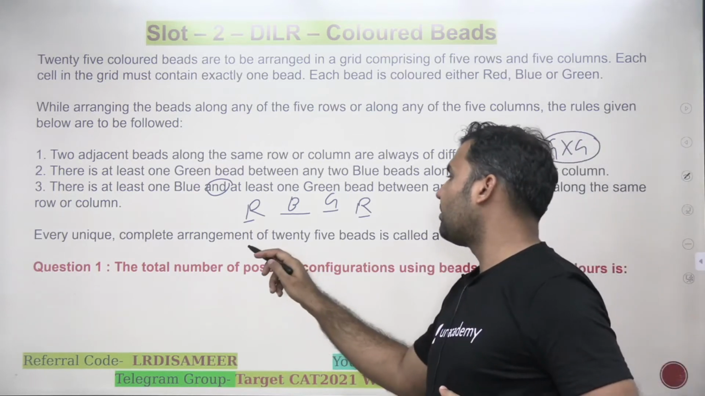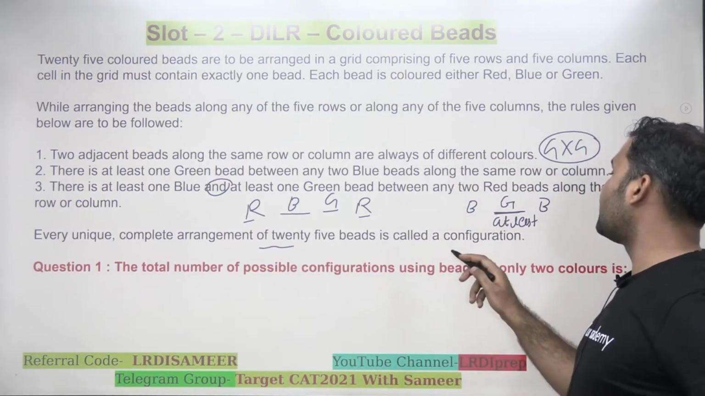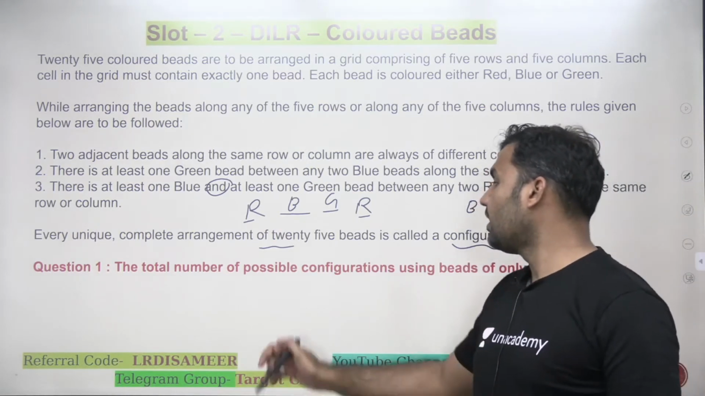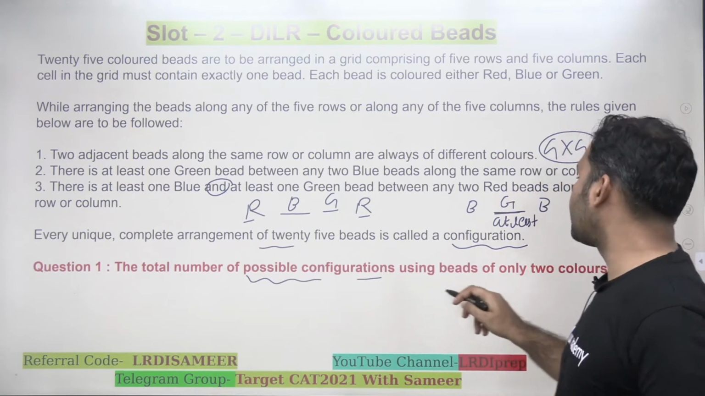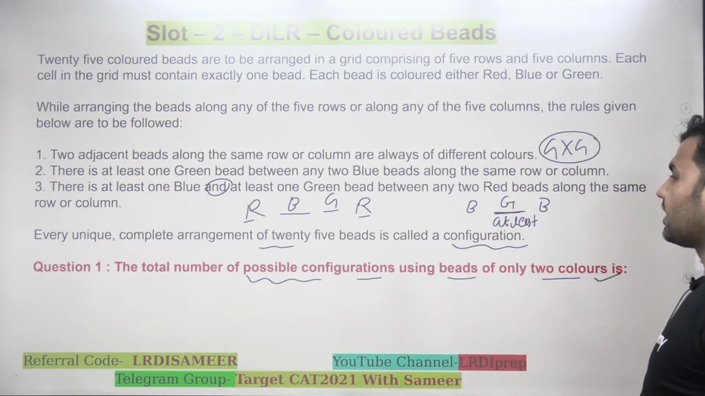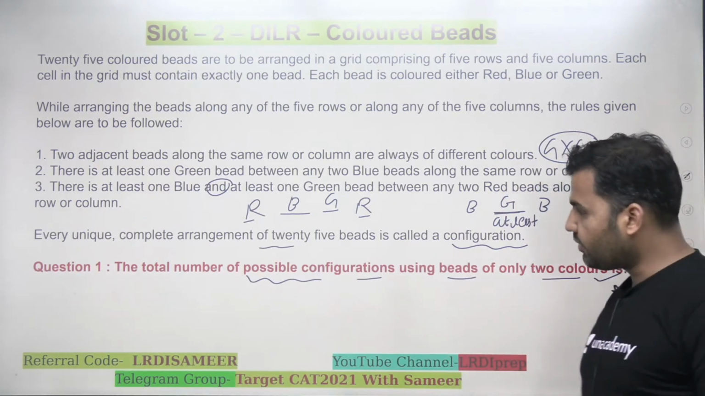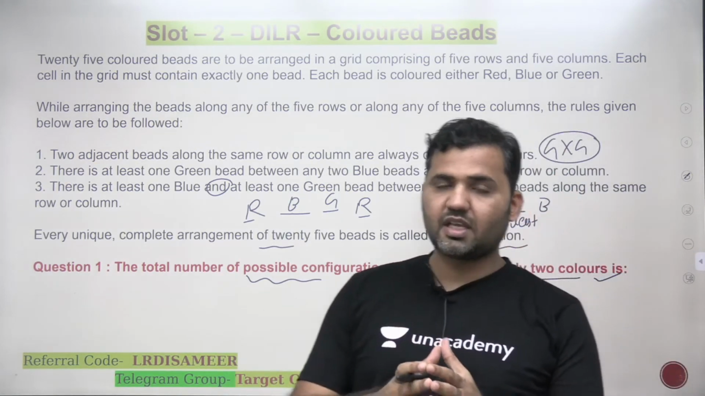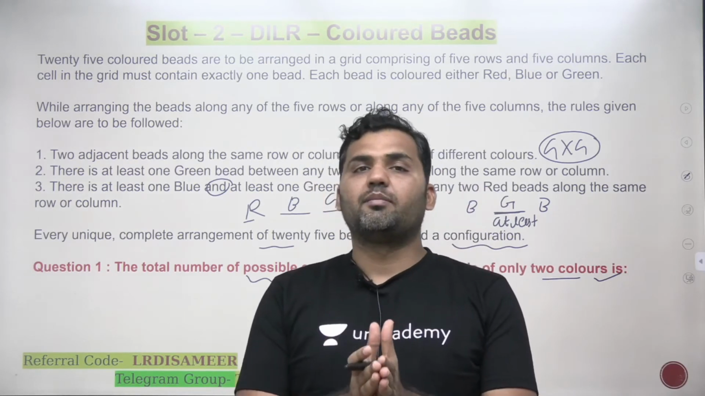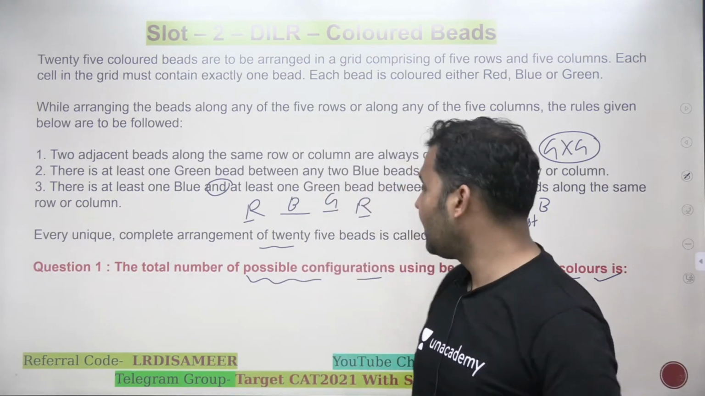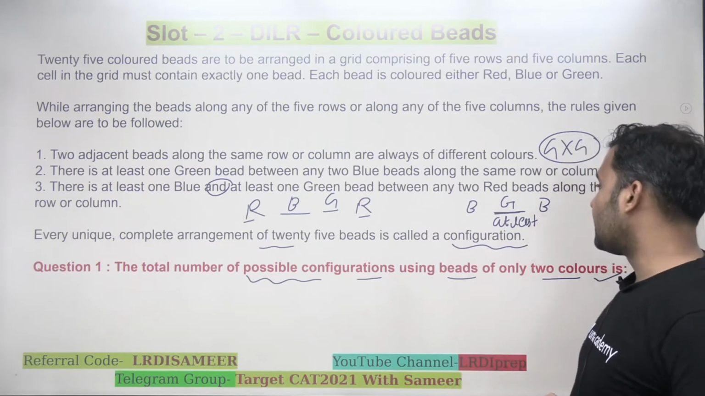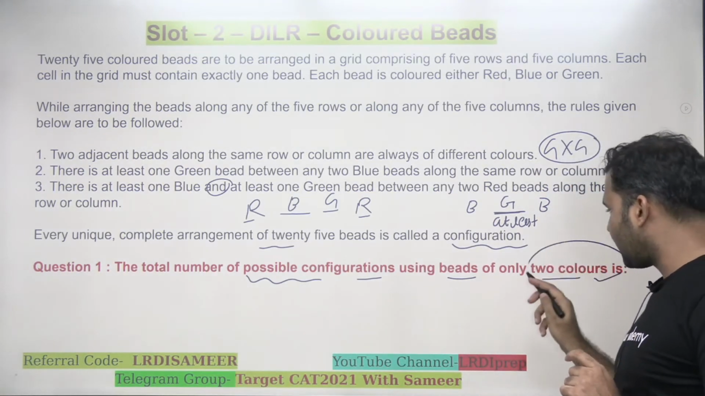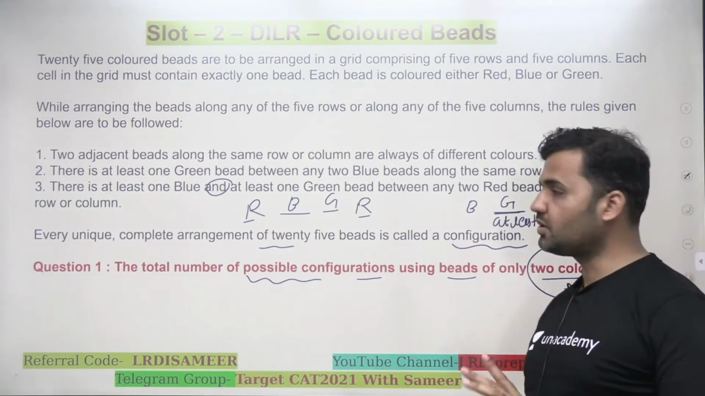Now every unique complete arrangement of 25 beads is called a configuration. What does question 1 say? The total number of possible configurations using beads of only two colors. So basically a unique arrangement of the beads in a 5 by 5 matrix is called one configuration. How many possible configurations are there if I have to use only beads of two colors? The condition here is I cannot use more than two colors.